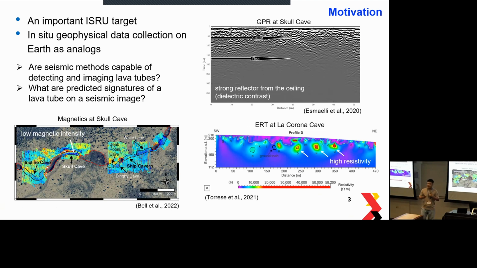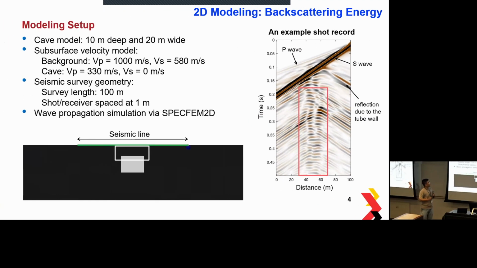In this study, we're trying to answer if seismic methods can be used to detect and identify lava tubes, and what the predicted signatures of lava tubes on seismic images are. Let me start with a really simple cave model, which is 10 meters deep and 20 meters wide. The P wave velocity in the cave travels at sound wave speed, and the S wave velocity is 0. The seismic line spans 100 meters with source and receiver spacing of 1 meter.